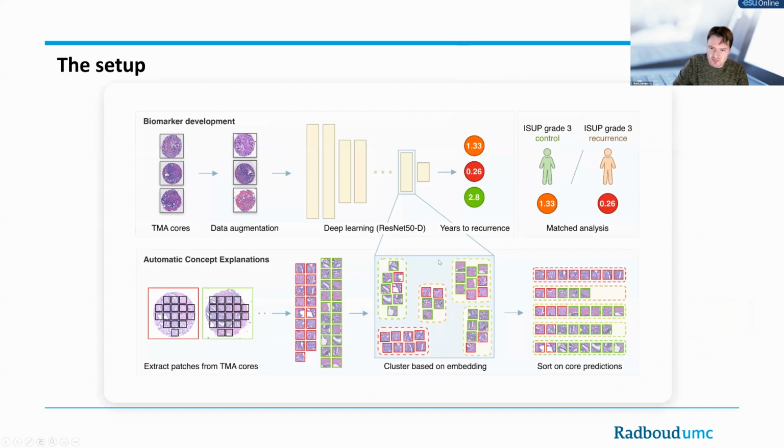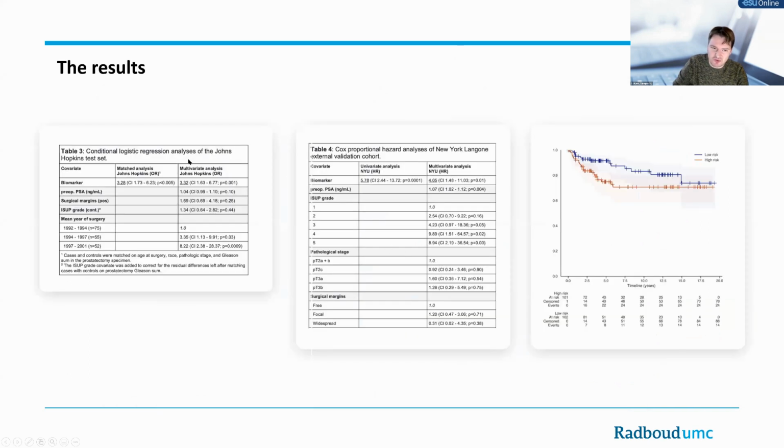I'll just skip over this a bit to save time. But what we set out to do was build an algorithm that had to predict years to recurrence. And what we showed, first in the Johns Hopkins data set, or development data set, is that this AI biomarker had significant predictive power in addition to the Gleason grade. And also in a multivariate analysis, this biomarker still had significant predictive power, even when you add things like preoperative PSA, surgical margins, etc. And then in the validation cohort from New York, a completely different set of patients, we validated this again, and this still held true for that set as well.